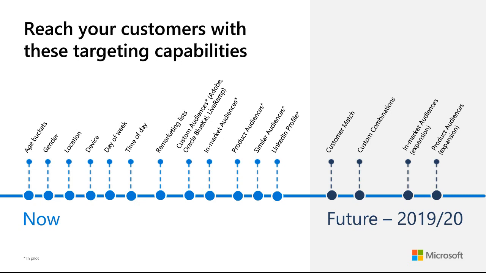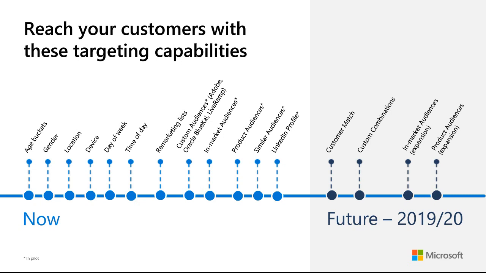The product audience is a capability that builds on remarketing, where if you have specific products on your website that you would like to show to a user that has already interacted with them, we are enabling you to do it at a very specific granular product level.